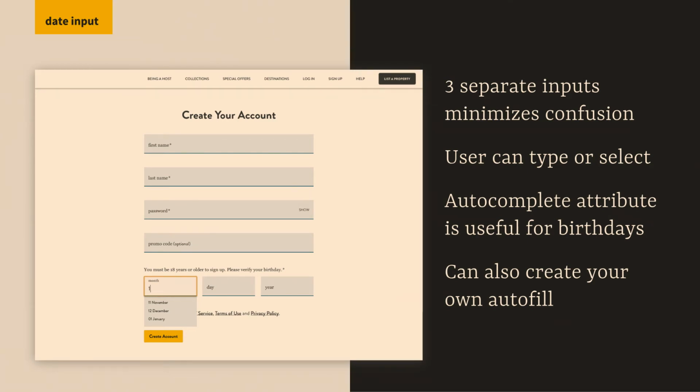But actually, according to Nielsen Norman Group, they're really best when you're asking for a range of dates. And they're also the most user-friendly when you're asking for dates that are really close to the present time. And a birthday could be any time of year. Okay, so calendar date picker's out.